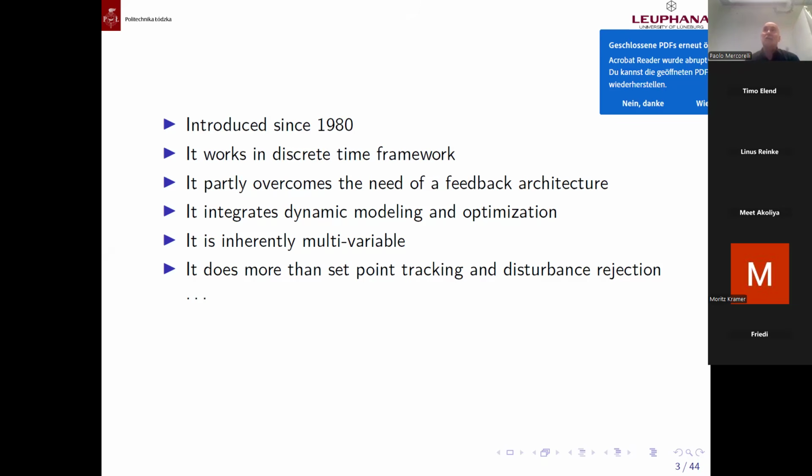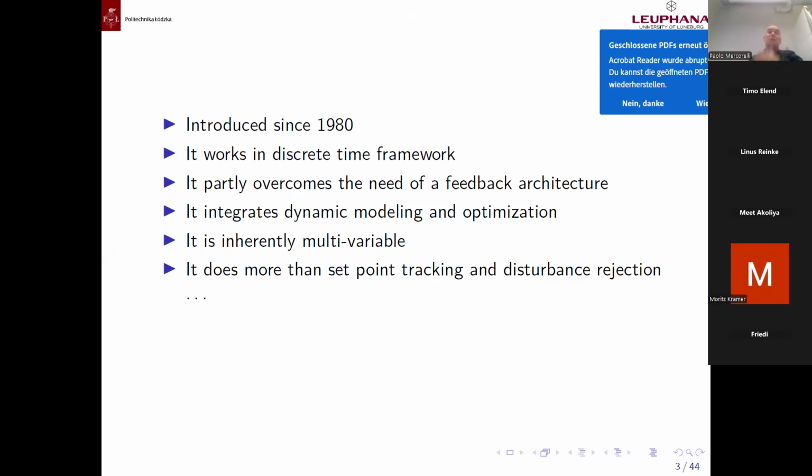Yeah, the integration of dynamic modeling and optimization, I already told you before. I predict with the model, and then we will see what we can do with the optimization in order to calculate the input to the system.